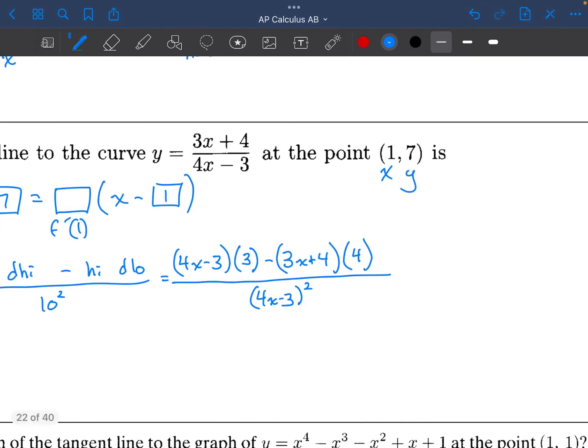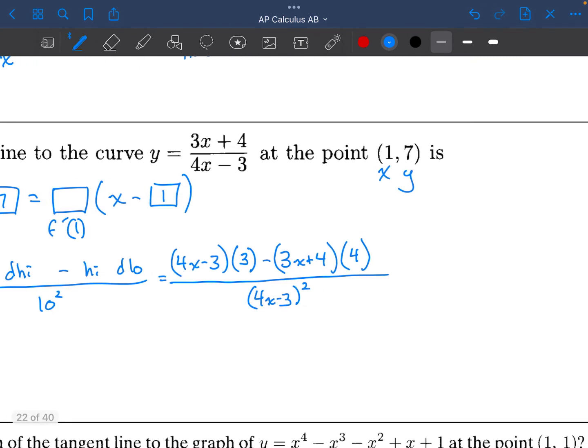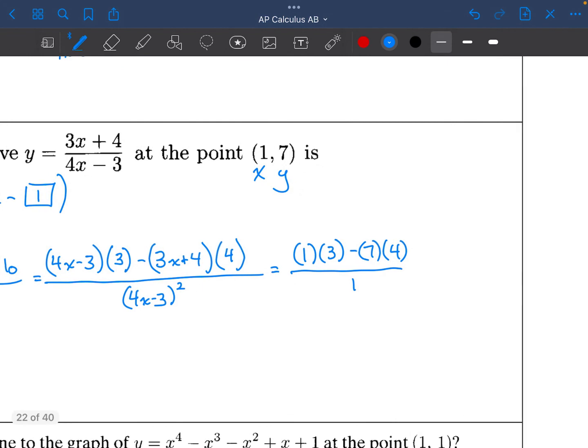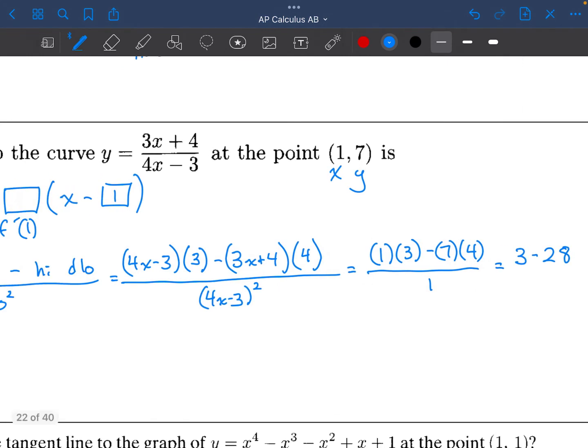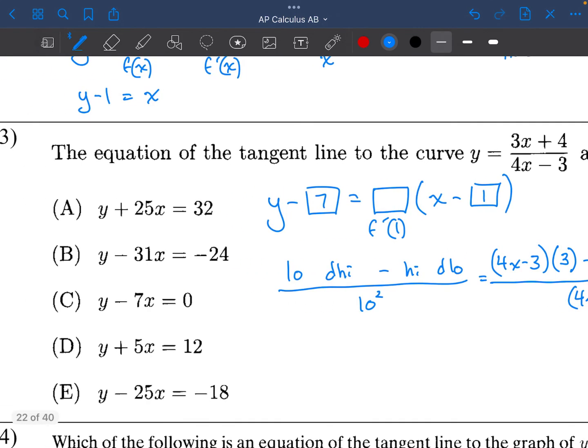And we can immediately plug in 1 for x. So every time you see an x, change that out for a 1. That's going to be 4 times 1 minus 3, which is 1, times 3, minus, okay, 3 times 1 is 3, 3 plus 4 is 7, so it's going to be 7 times 4. All of that is going to be divided by 4 times 1, which is 4, 4 minus 3 is 1, 1 squared is 1, so 1. And that's really easy to simplify. We have 3 minus 28, which is negative 25. Oh yeah, I see that in the multiple choice answers.